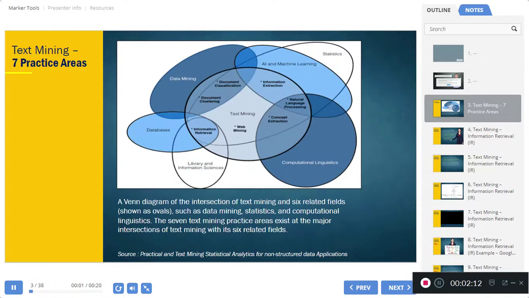A Venn diagram of the intersection of text mining and 6 related fields, shown as ovals, such as data mining, statistics, and computational linguistics. The 7 text mining practice areas exist at the major intersections of text mining with its 6 related fields.